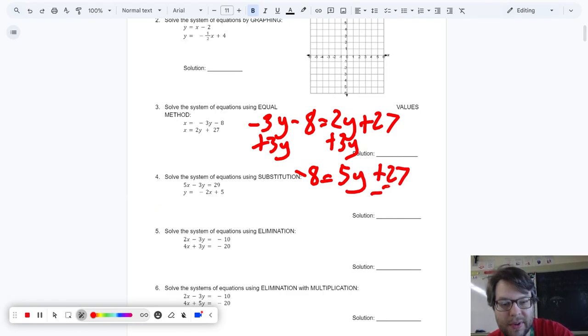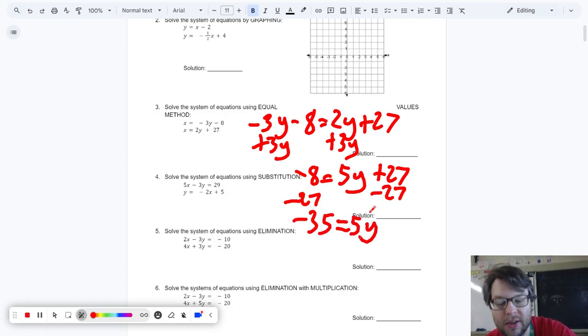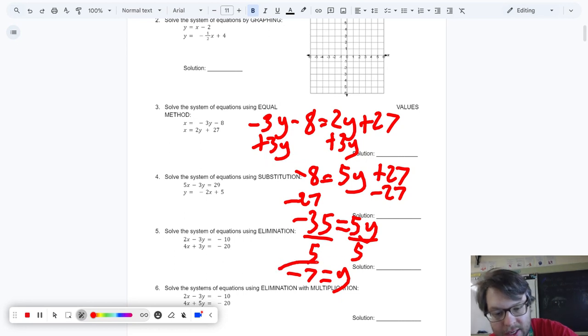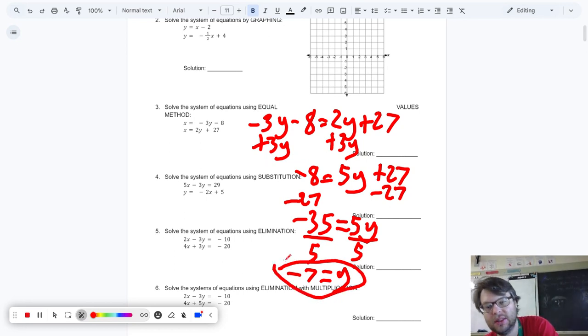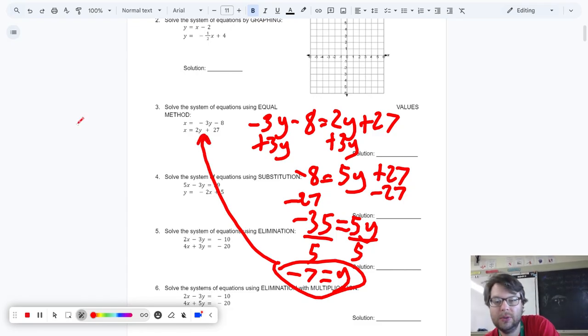Then let's get our numbers on the other side. So I'm going to subtract 27. That way my numbers are on one side and my letters are on the other. Then I'm going to divide by 5 to get y by itself. So negative 7 is y. I am not done until I have an x value to go with it. So I take that negative 7 and I plug it back into either of the equations. I'll just use the bottom one.